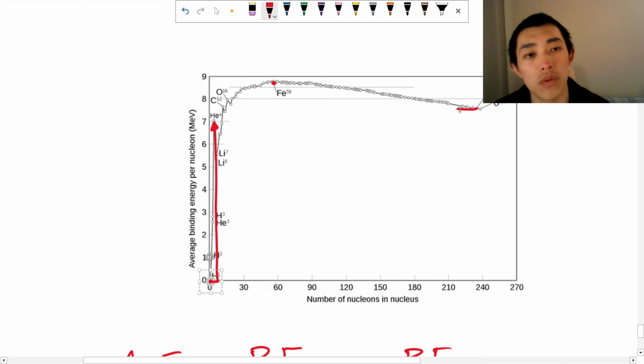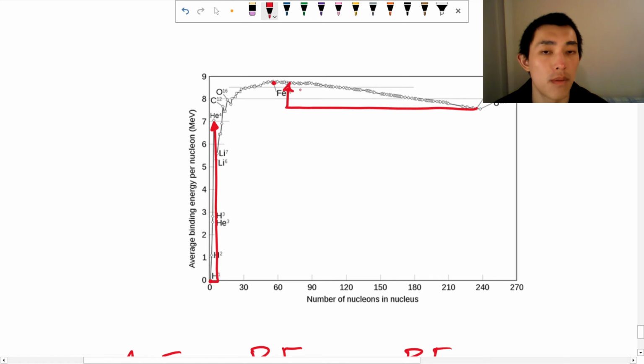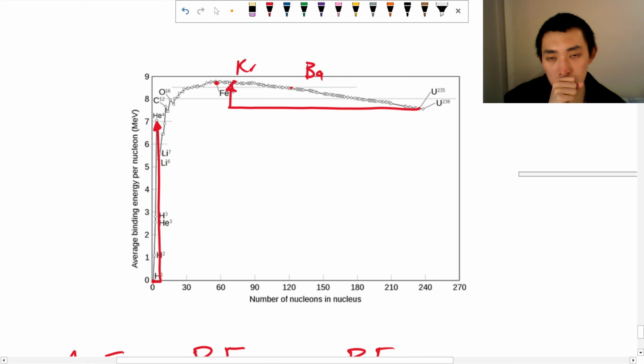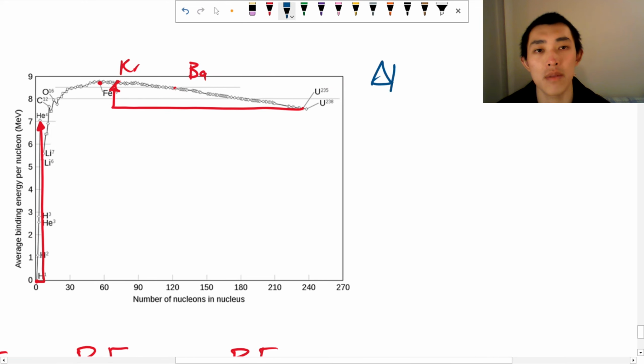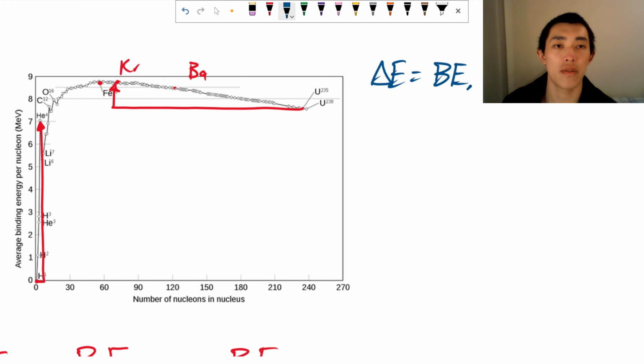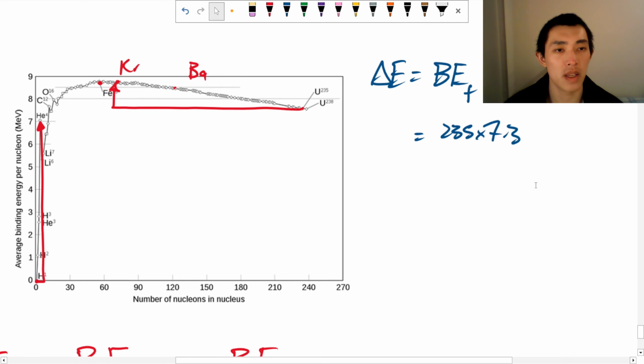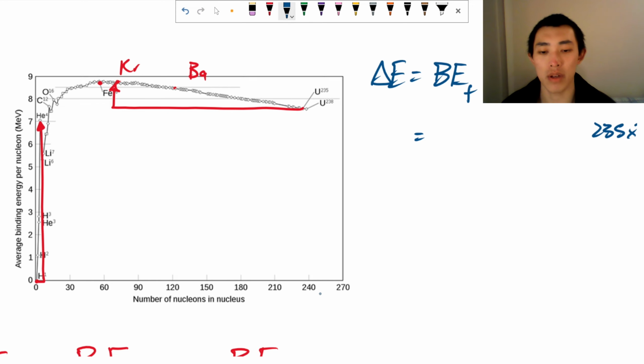Similarly, if we were to go from uranium-235 to something lower, like for example, I think krypton somewhere here, barium somewhere there, not too sure. In this process, we're still going to be liberating energy as we go towards a higher binding energy per nucleon. I can show you. Again, delta E is equal to binding energy final minus binding energy initial, which is going to equal 235 times, let's call that 7.3, minus the binding energy. Oh, sorry, that's the initial. Our initial binding energy is that of the uranium, and the final binding energy is that of the krypton and the barium. So let me grab those values for you.